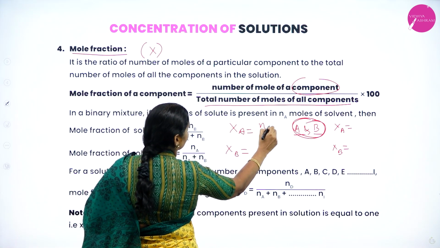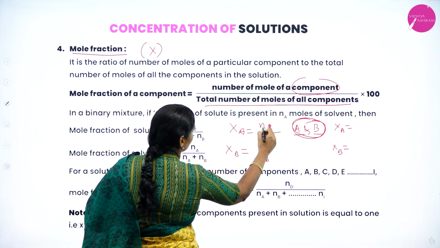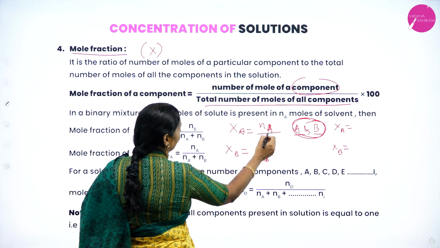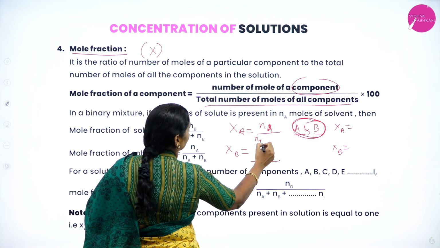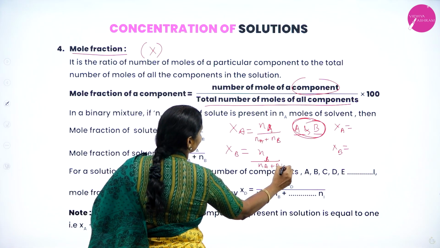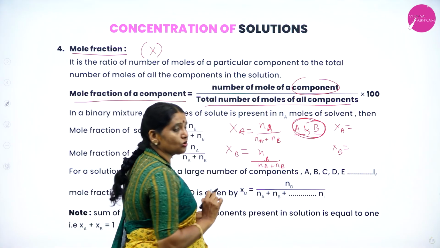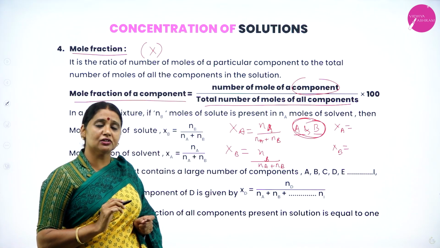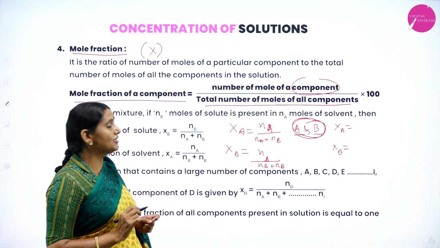Therefore, you take the number of moles of that component. In the numerator I take the number of moles of A, or the number of moles of B. What is the total number of moles of components? Na plus Nb. Therefore, mole fraction of a component is equal to the number of moles of that component divided by the total number of moles of all the components present in the mixture.